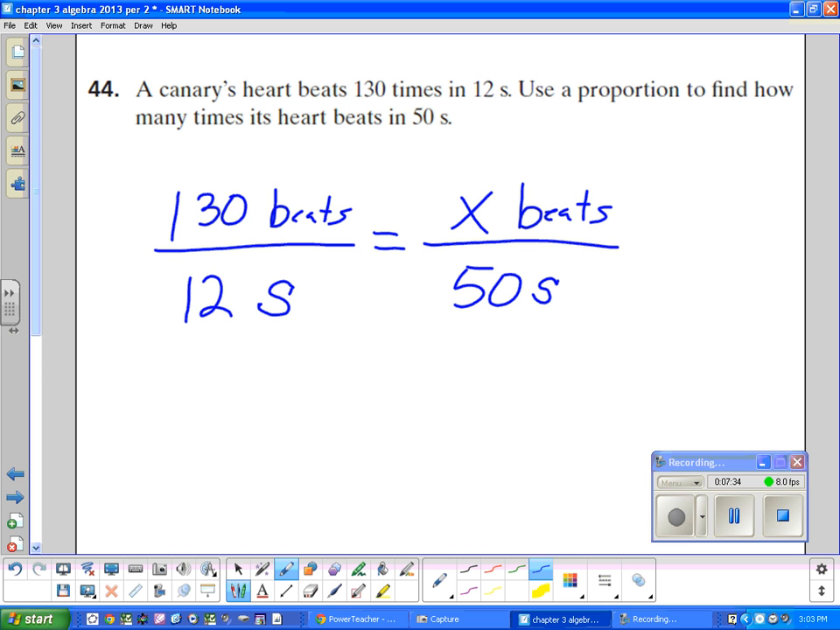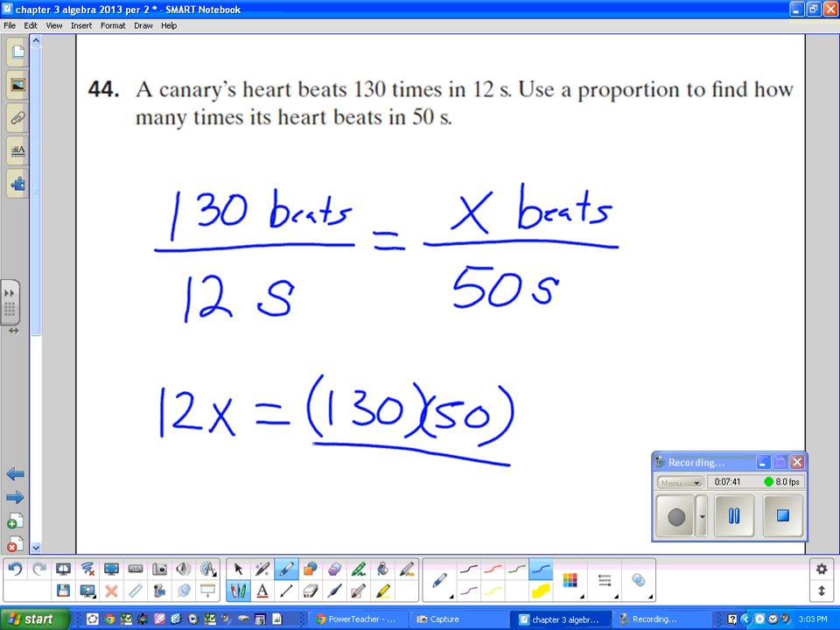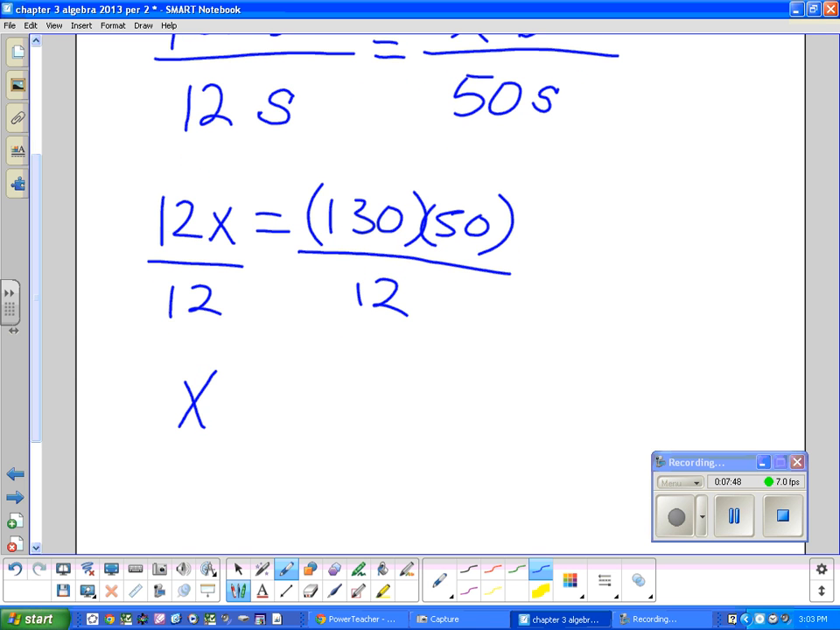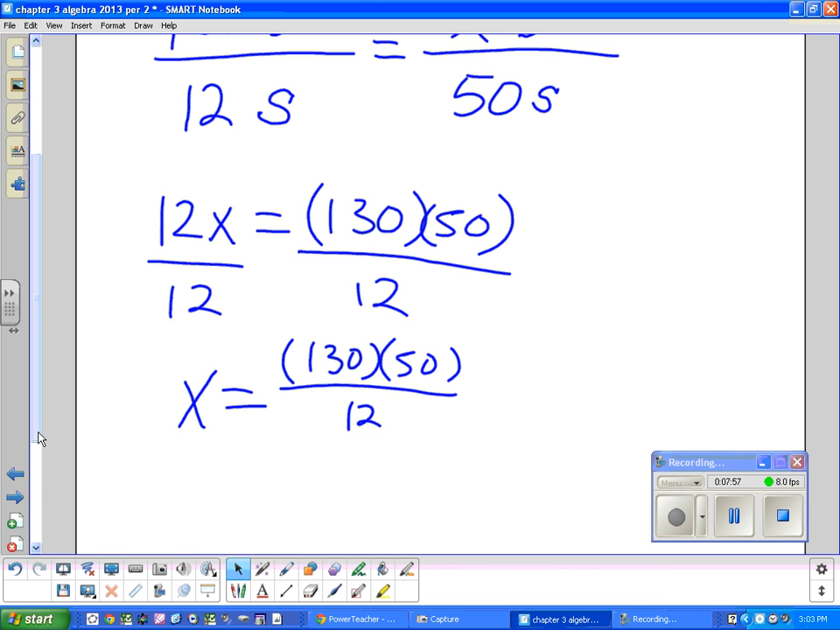Okay, so if I cross multiply, I get 12x equals 130 times 50. And then we're going to divide both sides by 12. And we're going to get x equals this division problem here: 130 times 50 divided by 12. And let's see if we can make it a little easier on ourselves by saying that 2 times 2 times 3 is 12, or 4 times 3 is 12.